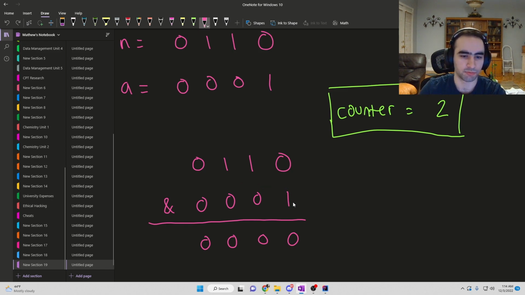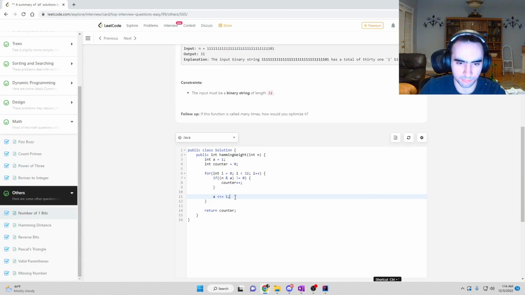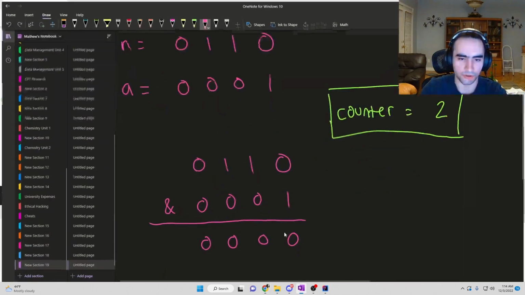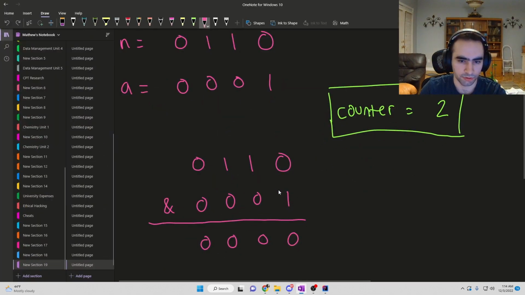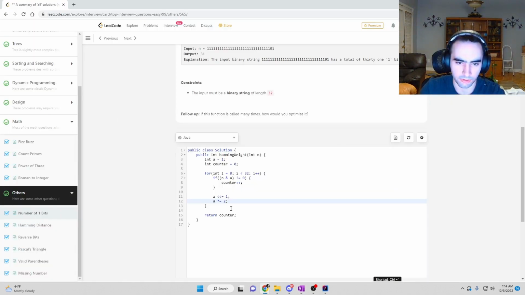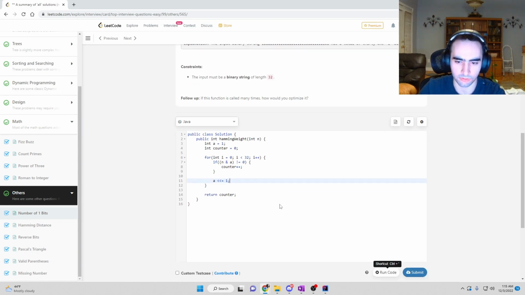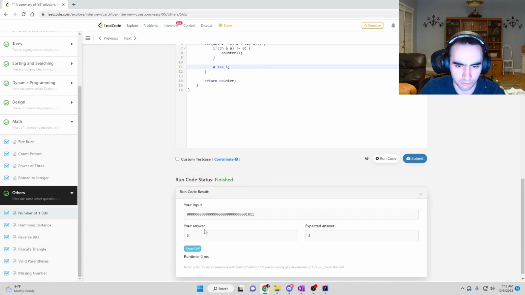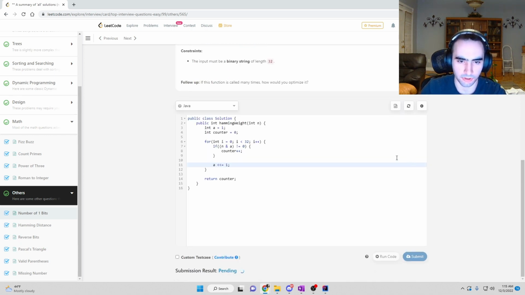Or we know that this is binary. We could also do a *= 2, okay? Because each time we actually shift to the left, we're just multiplying by 2. And that's a cool little thing to know about binary. So we could do either or. Let's just do the cool way, which is this way. We will run this and make sure that it prints out the right result. So it does. We'll submit that.